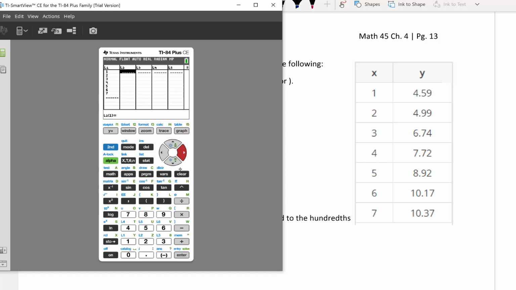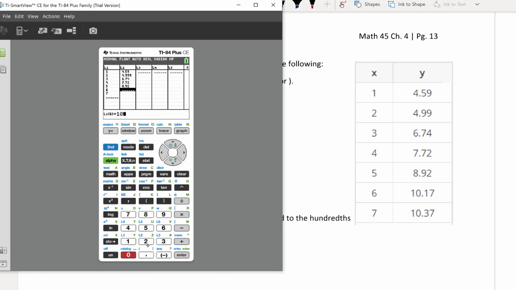Now for my Y values, I have 4.59, 4.99, 6.74, 7.72, 8.92. Ooh, that's one too many twos, isn't it? That should really be 8.92. There we go. Always check your answers, or, what? Always check your data, right?